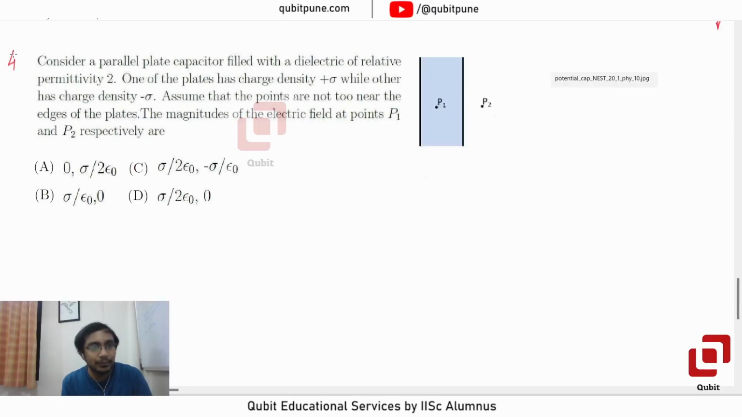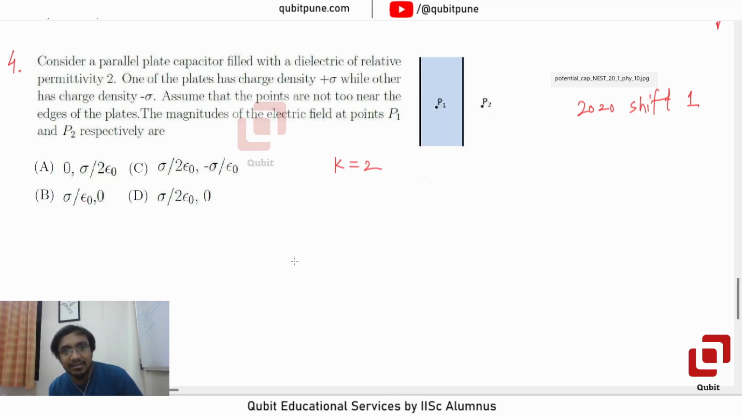This MCQ, the fourth MCQ, is from NEST 2020 shift 1. Consider a parallel plate capacitor filled with a dielectric of relative permittivity 2. So kappa is 2.